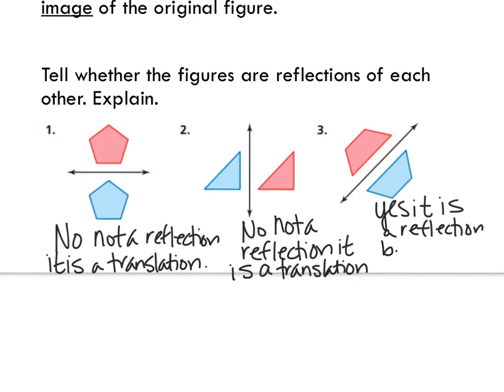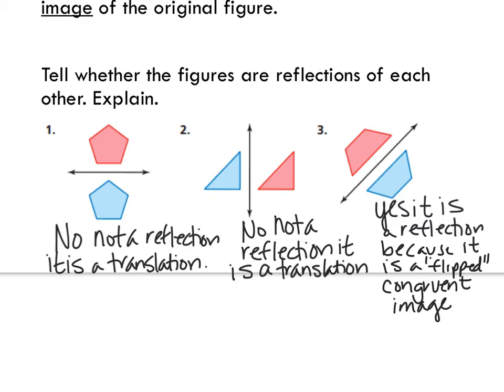And because it is a flipped, congruent image. If maybe it was flipped but a different size, then it wouldn't be a reflection there. So it does have to be congruent figures.